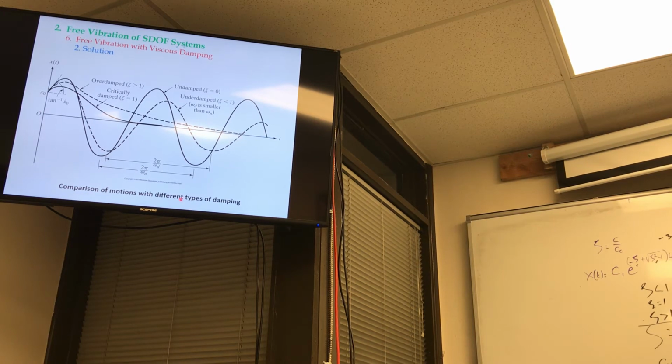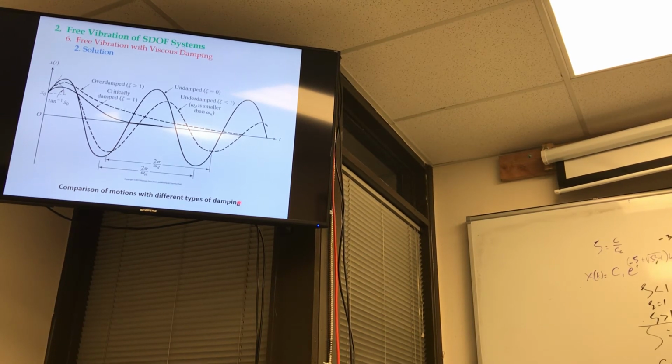So these are comparisons of motion with different types of damping. Hopefully up to this point you know what the difference is between critically damped, underdamped, and overdamped.